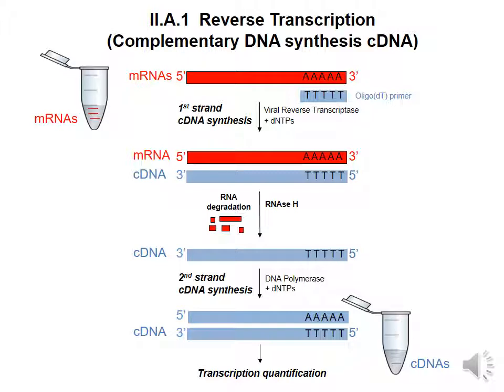After this first step, we will use an RNase H that is required to degrade all the RNA template. Then once we have degraded the RNA, and we have a single-strand cDNA, we will use a DNA polymerase plus the NTPs to copy this into a double-strand cDNA. After this process, we have all RNAs transformed into cDNAs that can be used in the quantitative PCR.